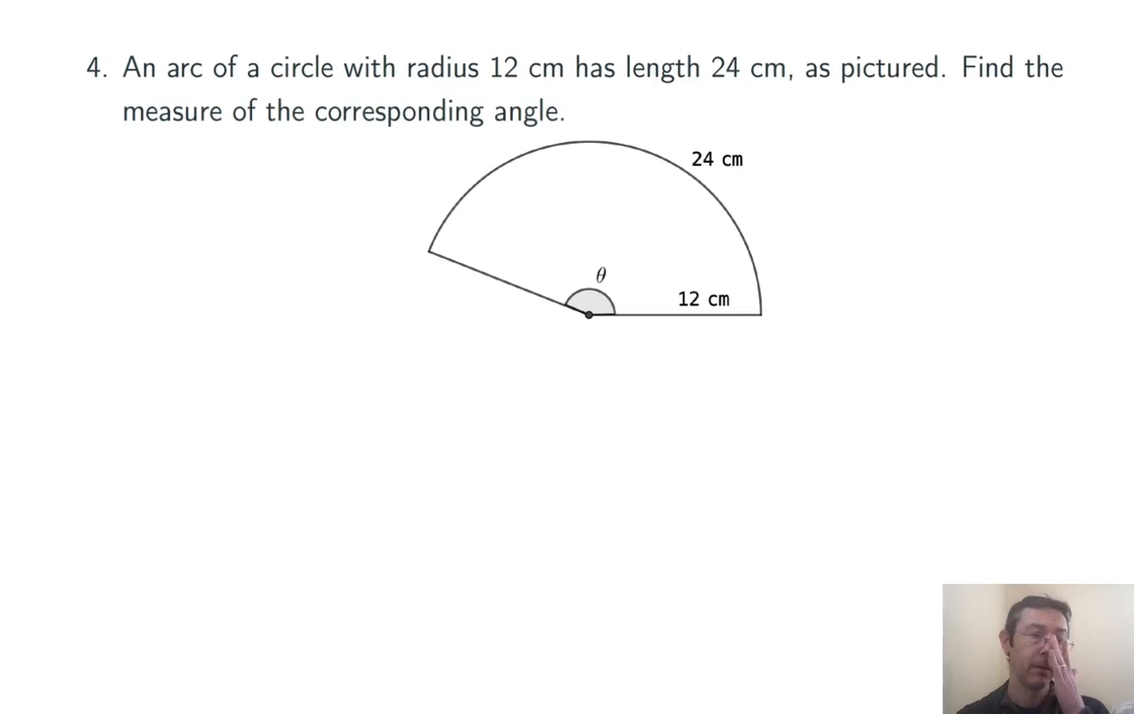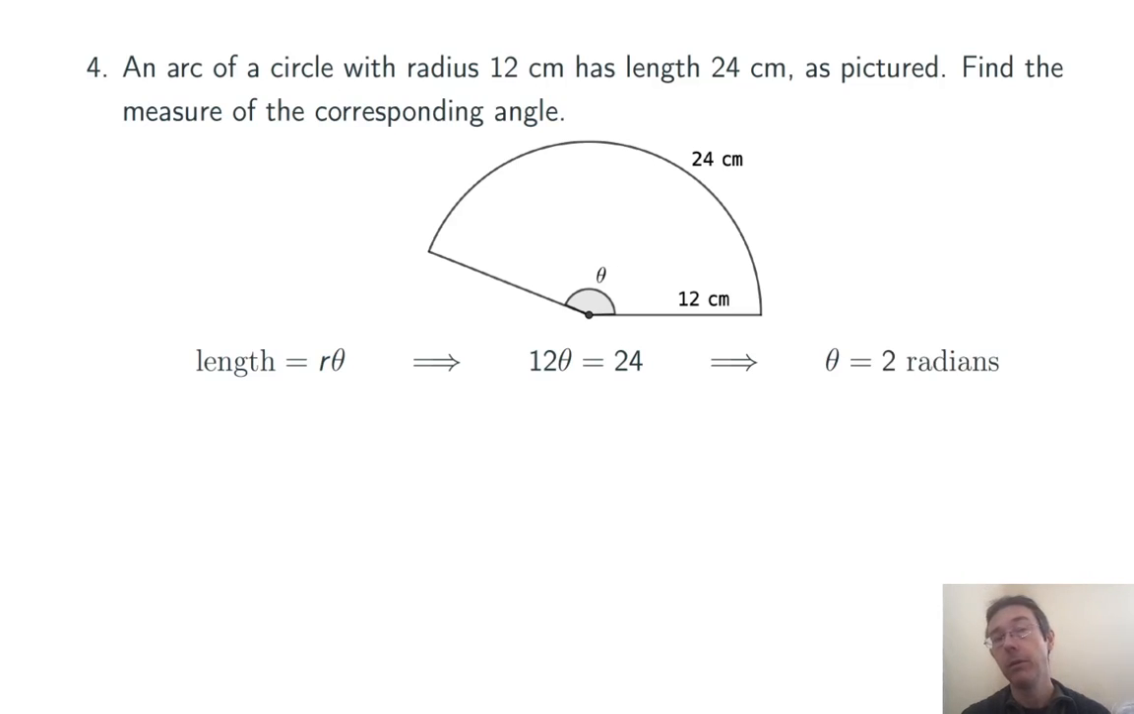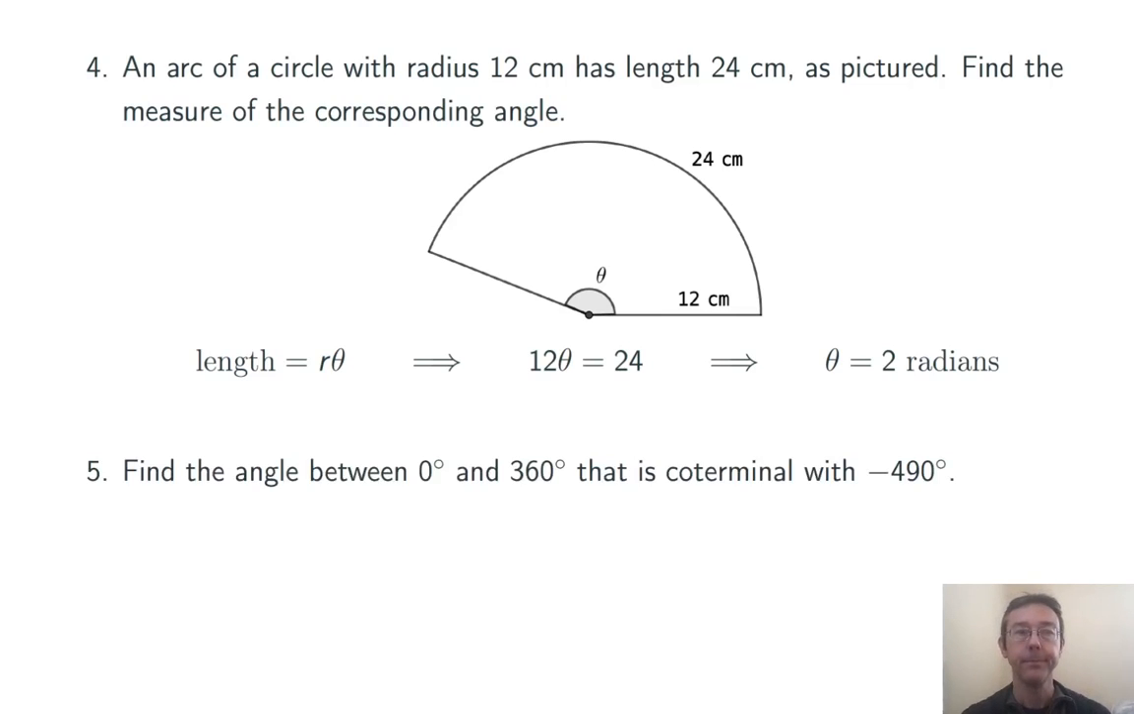Problem 4. An arc of a circle with radius 12 centimeters has length 24 centimeters, like in this picture. Find the measure of the corresponding angle. So we're going to use this formula, length equals r times theta. We have a length of 24 centimeters and a radius of 12 centimeters. Dividing both sides by 12, we get that the angle has to be exactly 2 radians.